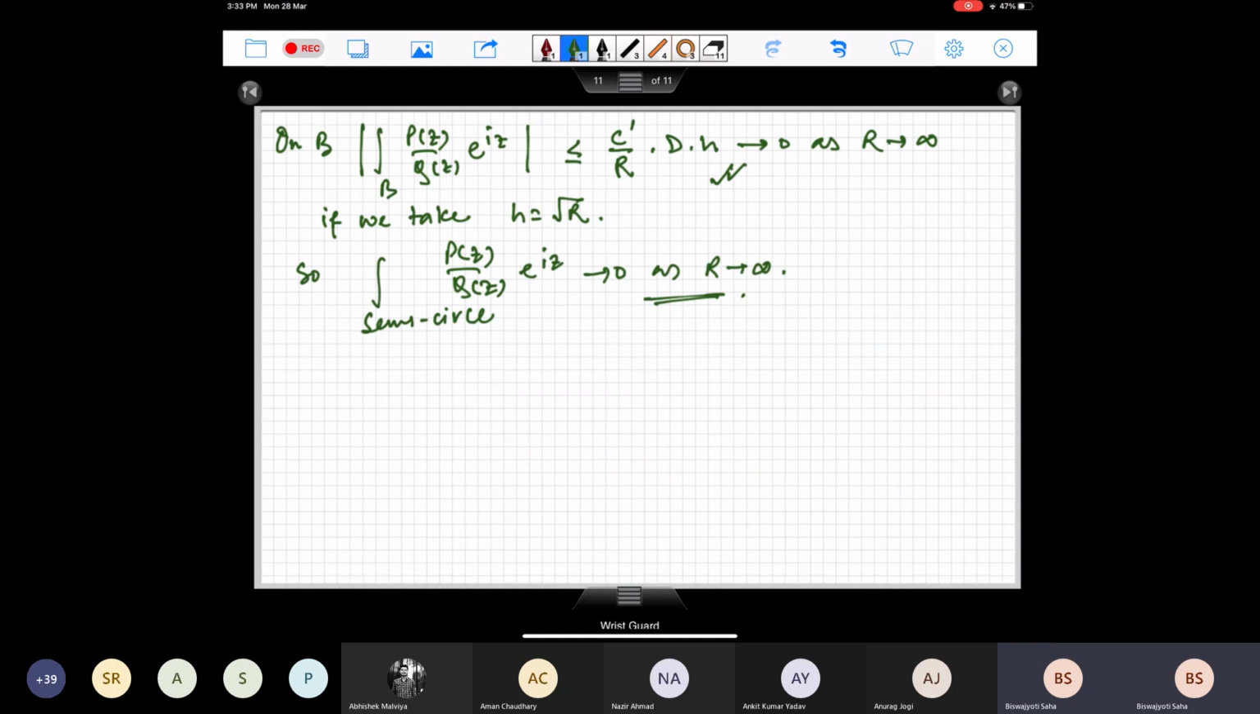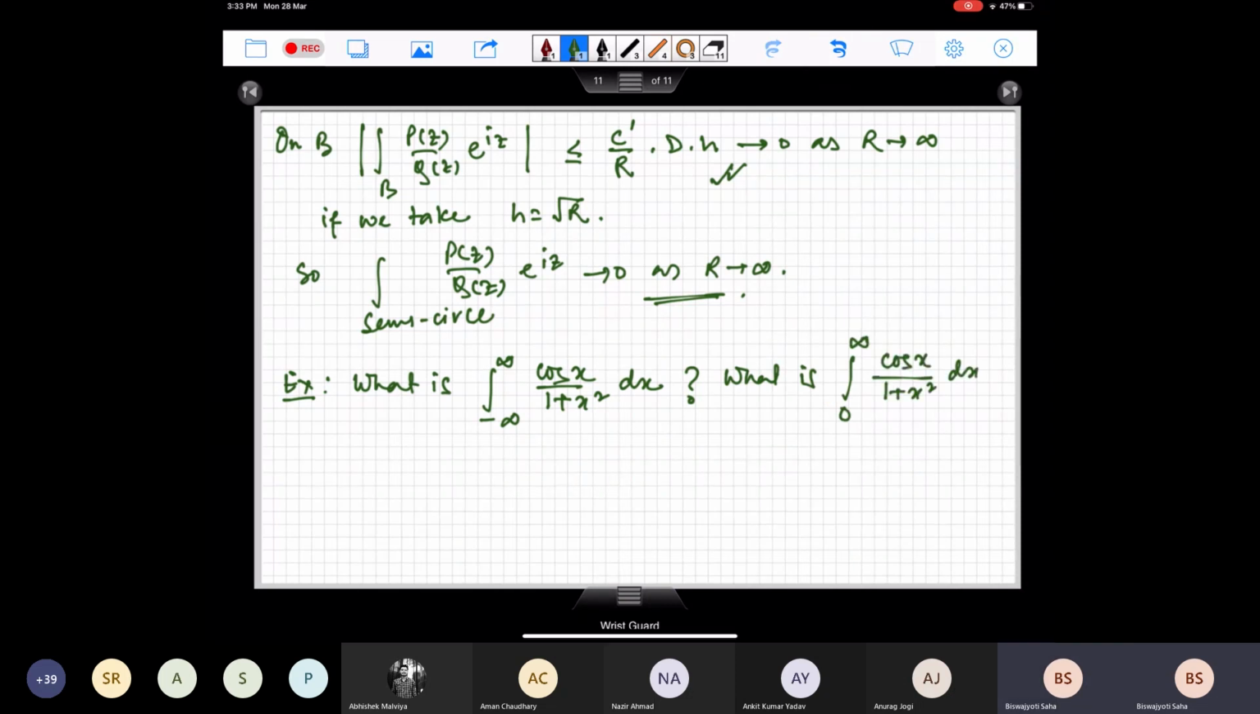It's already over time. So let me just give you an exercise, and I will of course upload a tutorial sheet where you will have more problems like this. So what is the integral from minus infinity to plus infinity of cos x divided by 1 plus x squared dx? And what is the integral from 0 to infinity of cos x divided by 1 plus x squared dx?